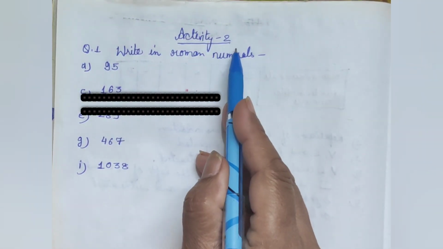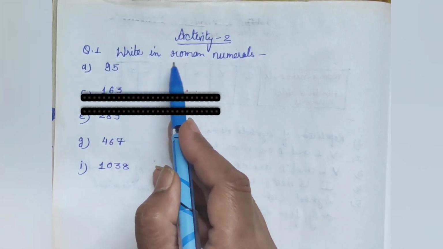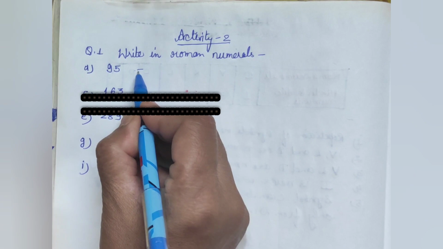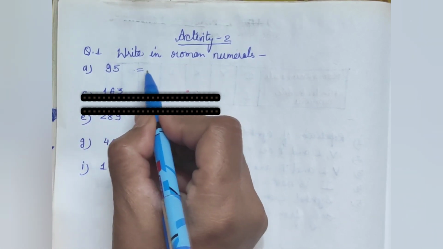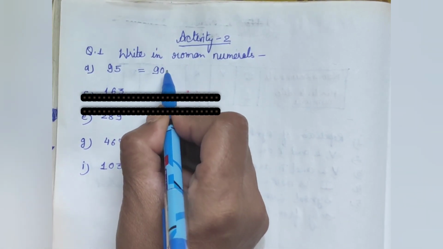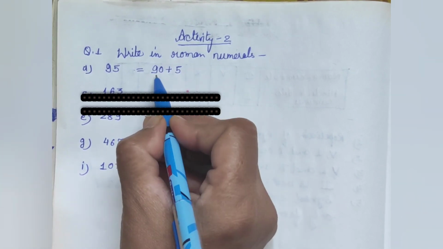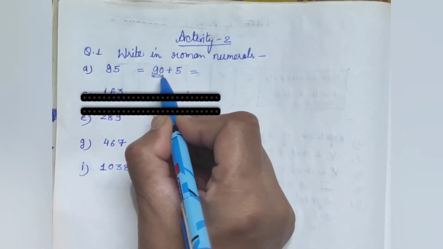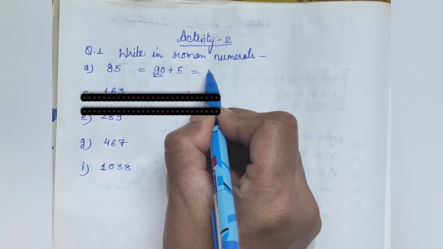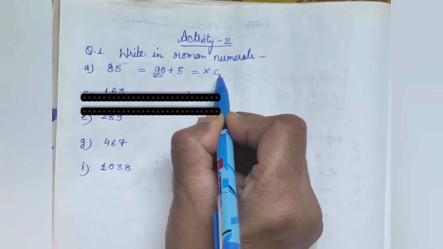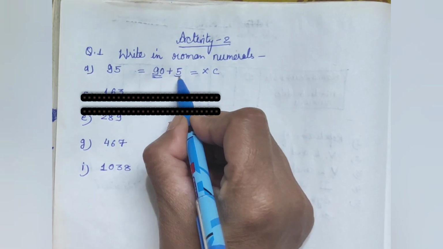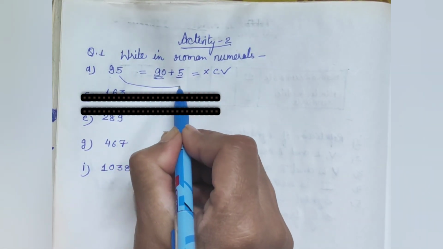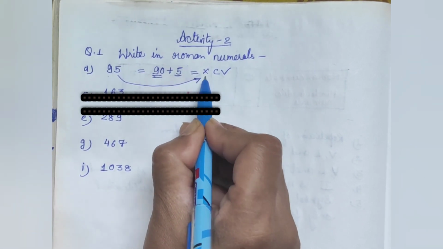Now in activity 2, question number 1, write in Roman numerals. 95. First we write in expanded form 90 plus 5. 90 we write in Roman as XC, and for 5 we write V. So 95 is written as XCV.